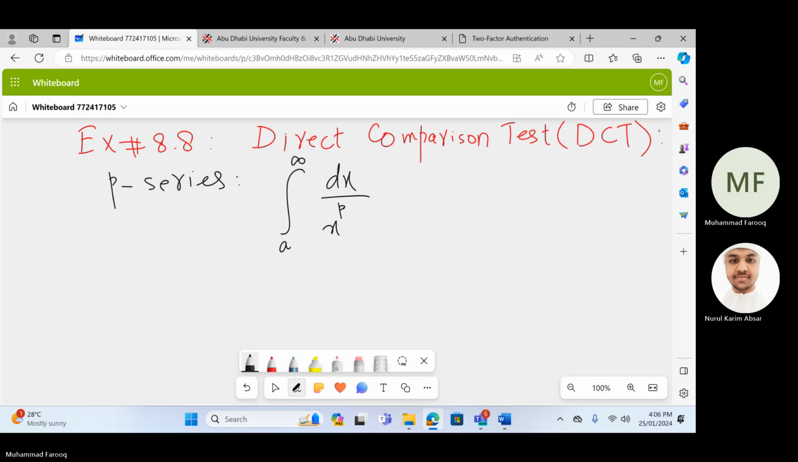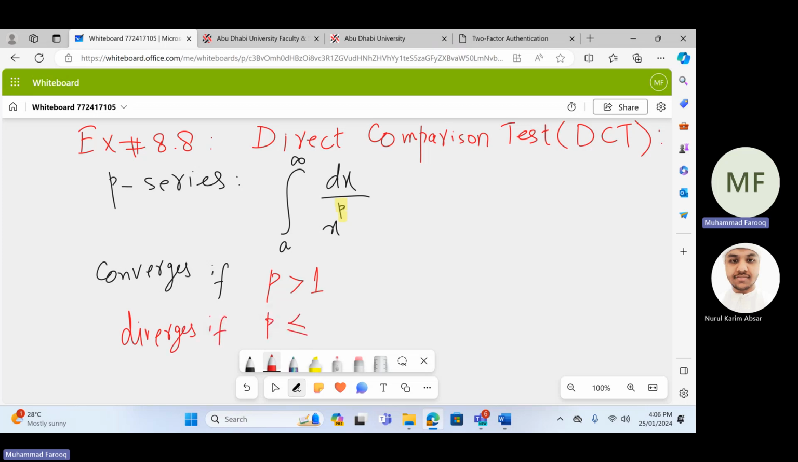Please note down. The P series converges if P is greater than 1. The P series diverges if P is less than or equal to 1. Even if P is equal to 1, the series diverges. Please note down this property. This is very, very important.